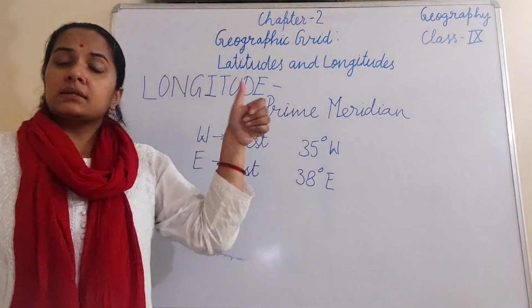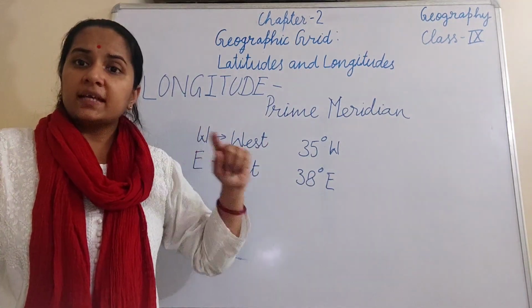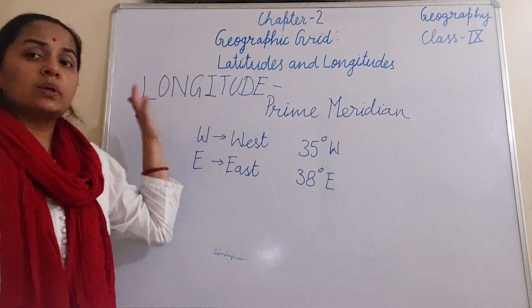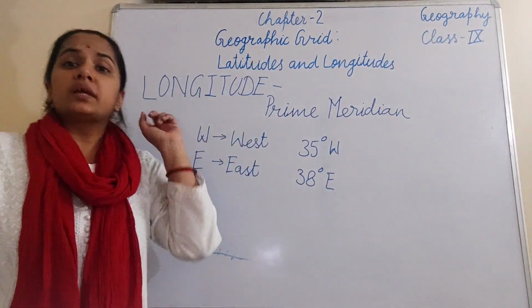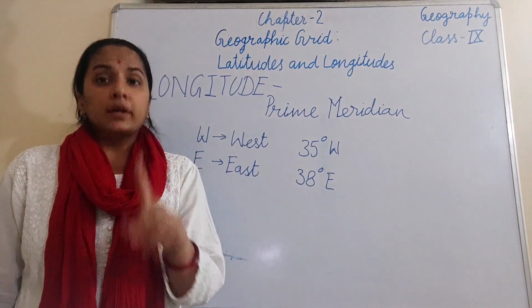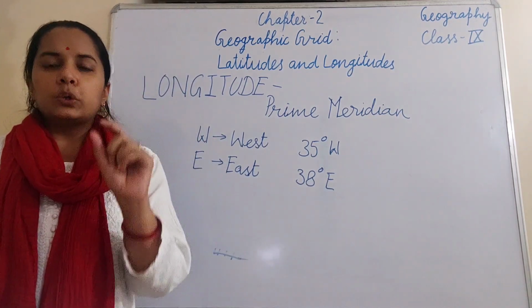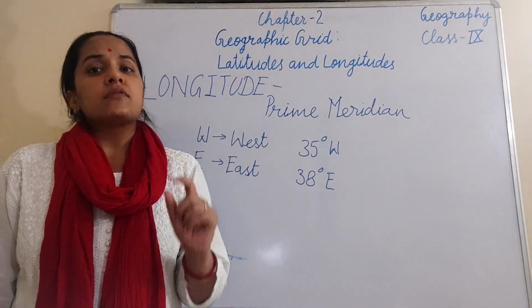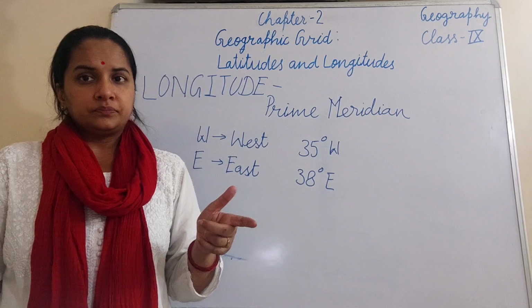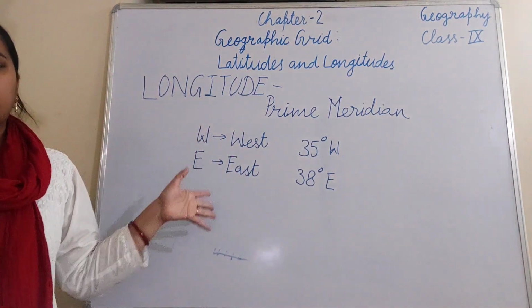Remember, as the latitudes were giving the value of the x-axis, these longitudes will give the value of the y-axis. This longitude will give you the second coordinate to denote the location of a place on the surface of the earth. So in this way, we can use the lines of longitude.